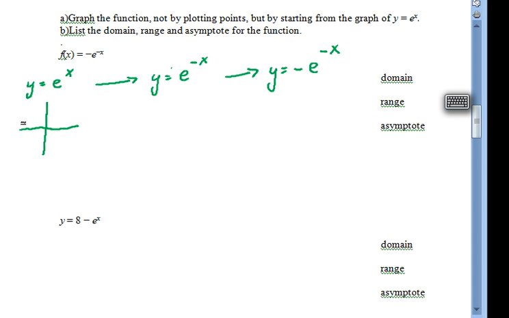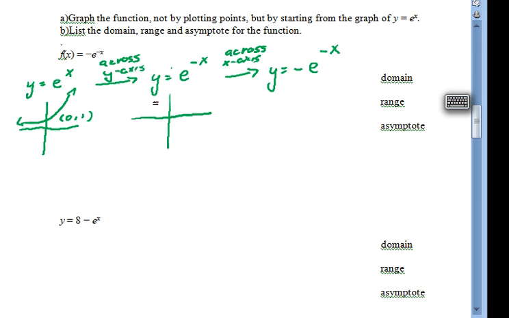So y equals e to the x is increasing through quadrants 1 and 2. It passes through the point (0, 1). It also passes through the point (1, e). When we replace x with its opposite, we reflect across the y-axis. And then when we take the opposite of the function, we go across the x-axis.